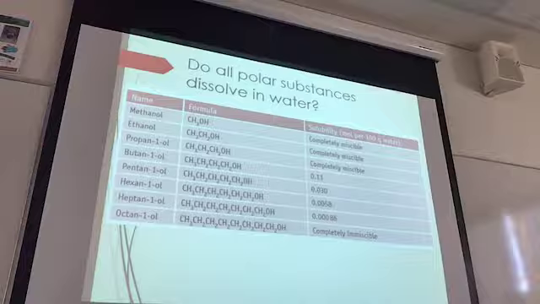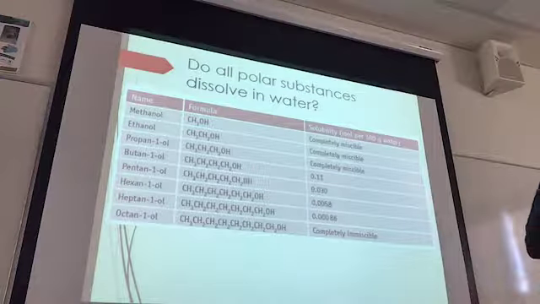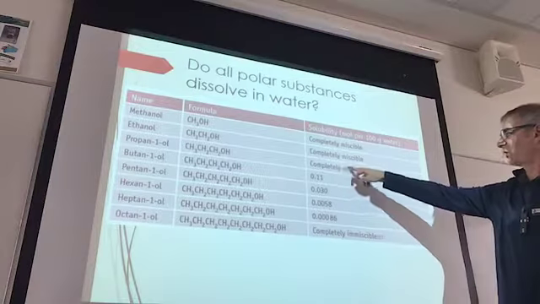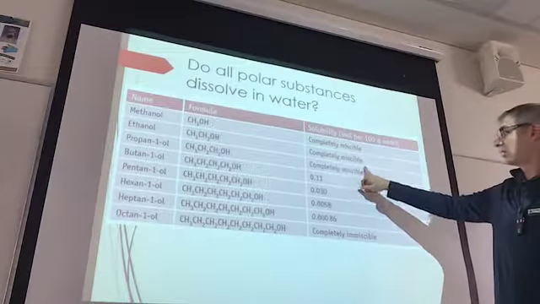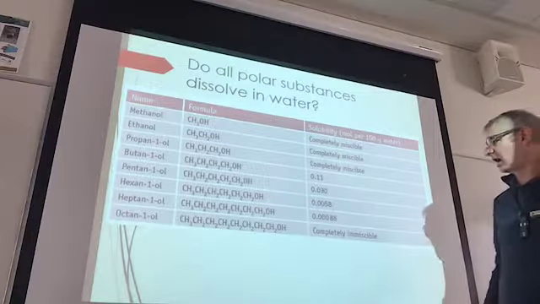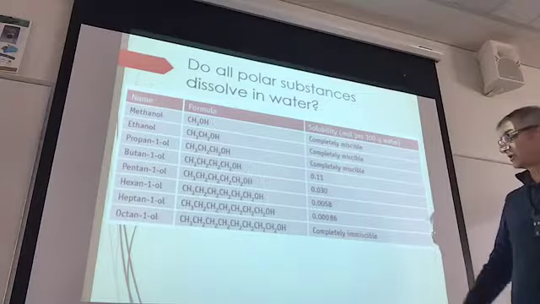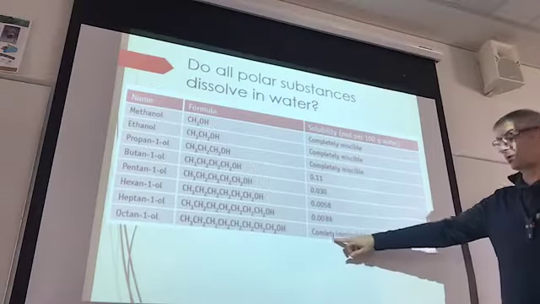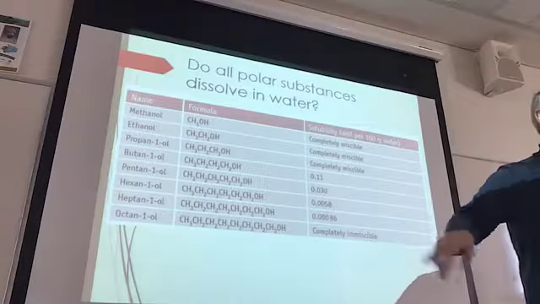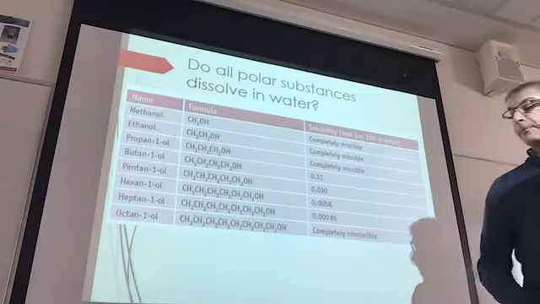So here's an example of a table. Miscibility is the ability to be dissolved. Completely miscible tells you that these substances dissolve in water with no problems at all. And then as we go down the table, we get less and less of the material being dissolved until we get completely immiscible. An example of completely immiscible that you'd be familiar with is oil in water, where the oil doesn't dissolve in the water.